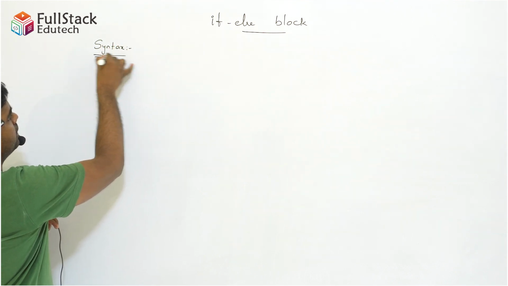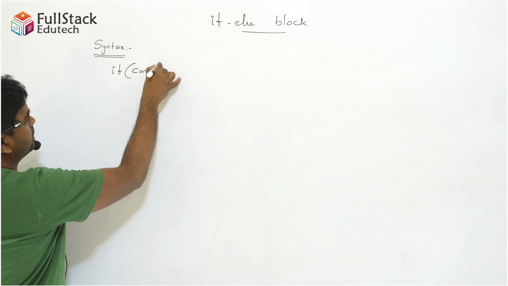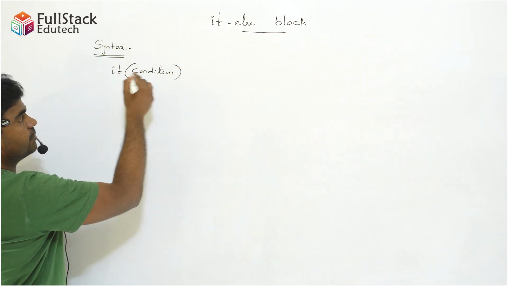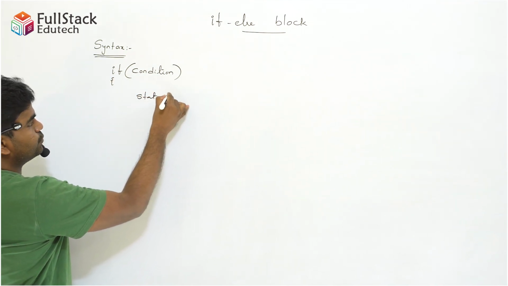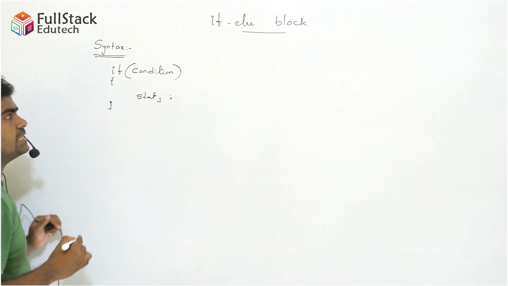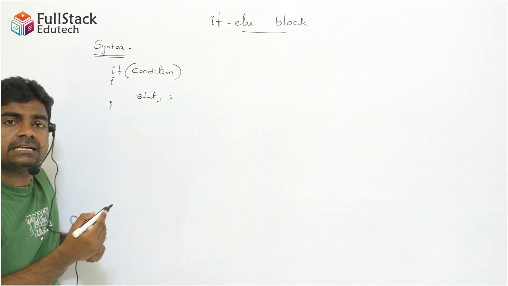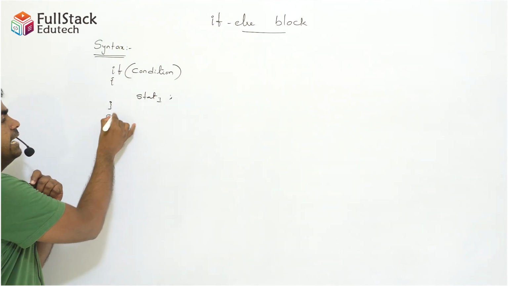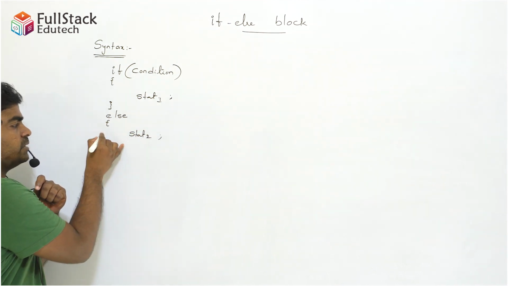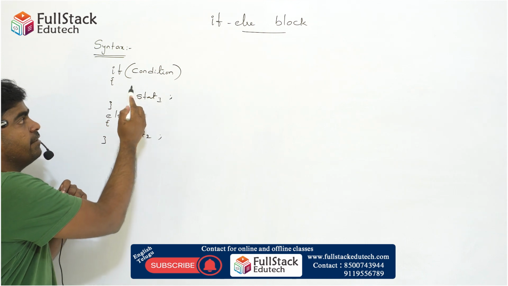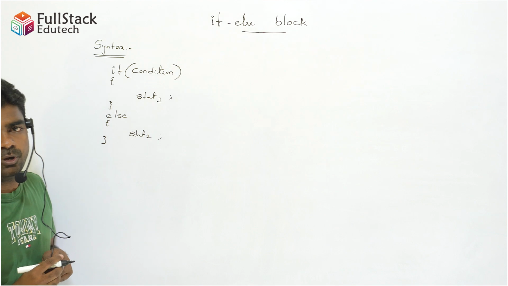First of all, we need to specify the condition, and if this condition is valid, then the block of statements executes. Suppose we call it statements 1. The first block of statements executes. If the condition is not valid, if the condition is false, then the else block executes directly without checking any condition. Whenever the if condition fails, control will come directly to the else block.